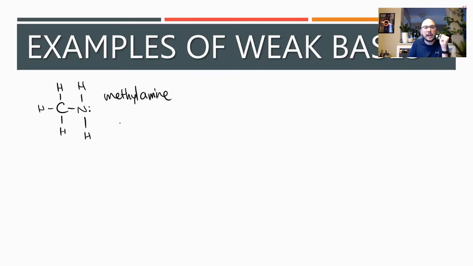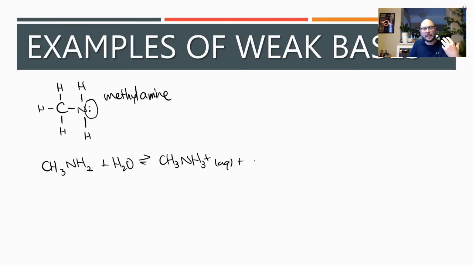Now, the hydrogen would attach right there, but this has got the formula CH3NH2. So when we put it into water, CH3NH2 plus H2O makes CH3NH3+ aqueous and OH- aqueous. We can see that one of the hydrogens has moved from the water to the methylamine.